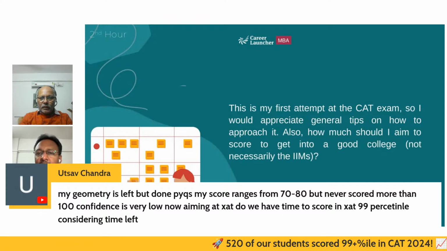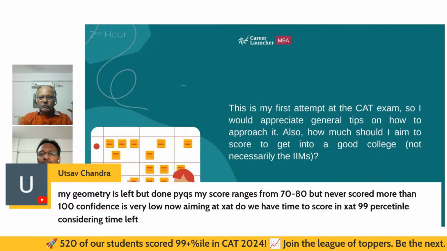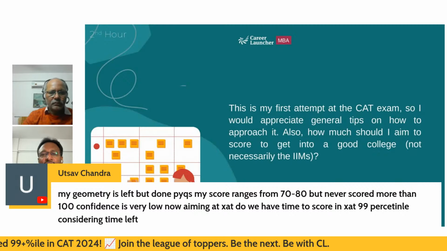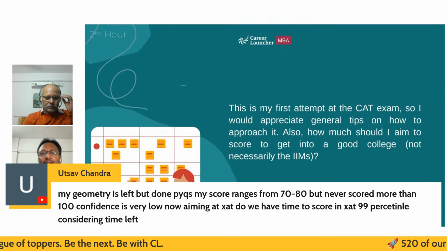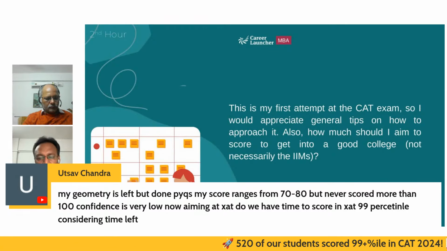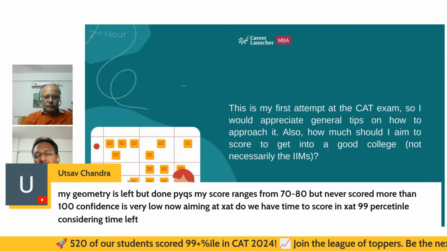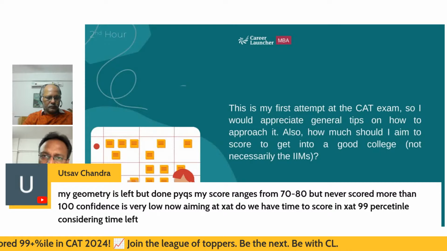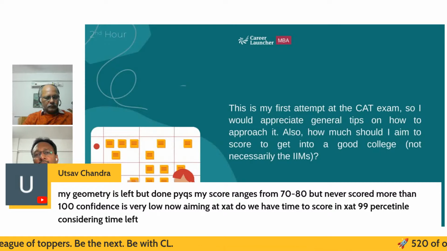This is my first attempt at CAT exam, so I would appreciate general tips on how to approach it. Also, how much should I aim to score to get into a good college, not necessarily the IIMs. Okay, this is one question which a lot of people ask, especially those who have not really put in great effort and, more importantly, have not written the mocks till now. First thing that we would like you to do is to make sure that the CDC that we are giving you on 16th of November, you subscribe to that and write that. In addition, ensure that you write 2-3 more mocks too.